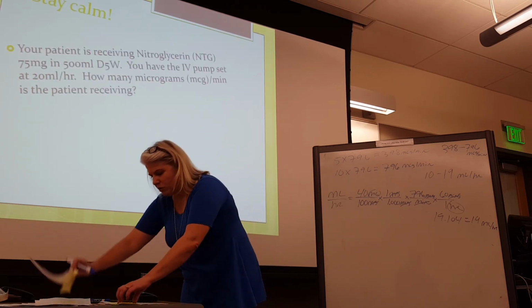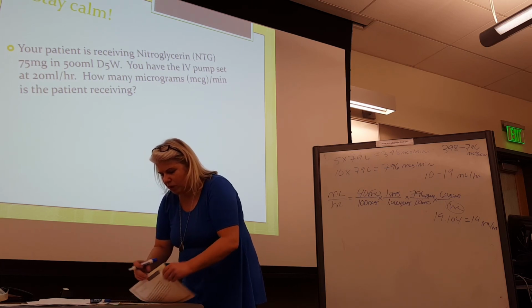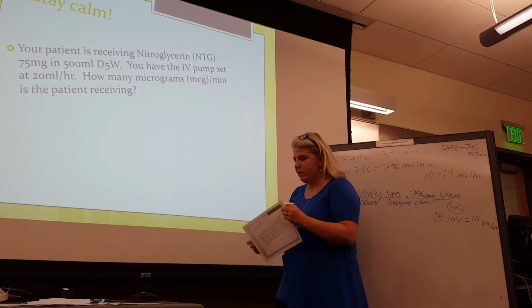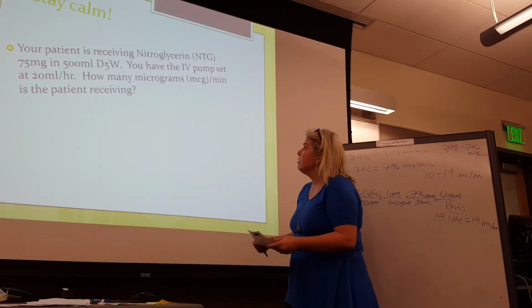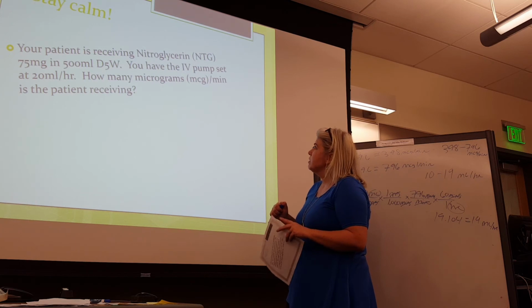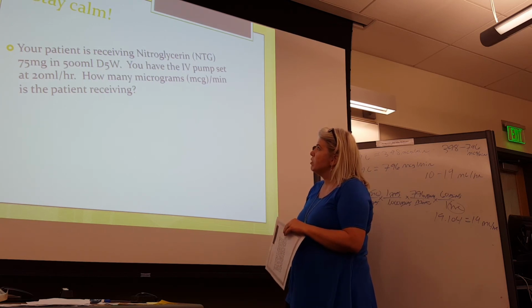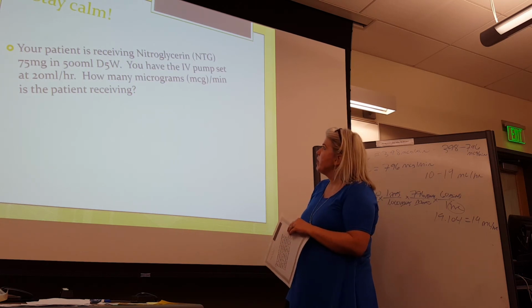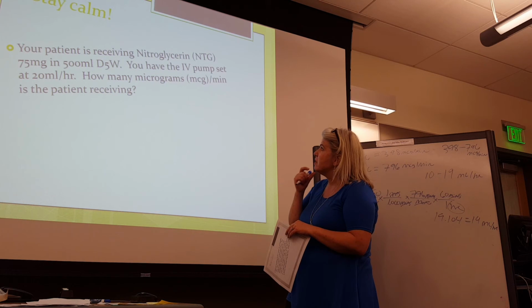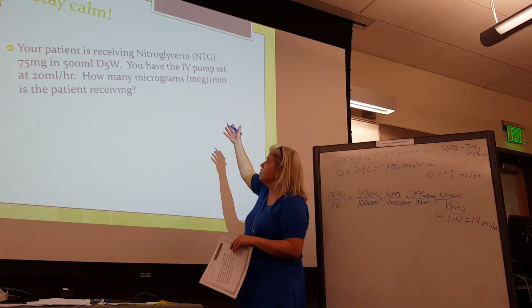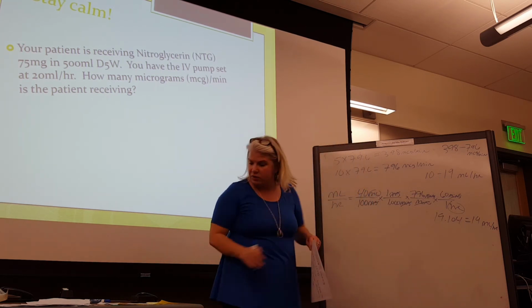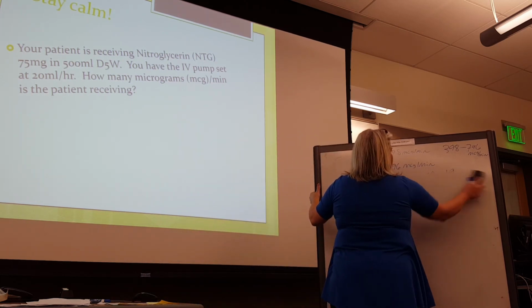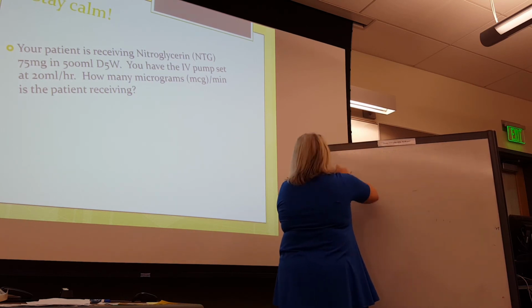Okay, so this is actually a problem from the practice tests that's posted on Canvas. So just kind of applying this stuff. Your patient is receiving nitroglycerin, 75 milligrams in 500 milliliters D5W. You have the IV pump set at 20 mils per hour. How many micrograms per minute is the patient receiving? So it's actually telling you what you're calculating, or what needs to go on the left side of the equation. So we actually need to know micrograms per minute, because that's what it's asking for.